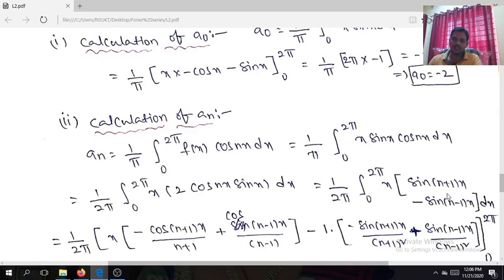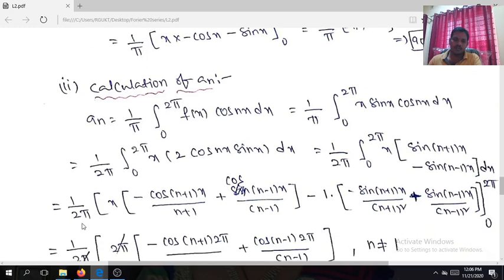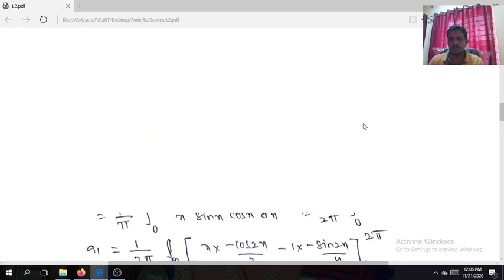Clear now? This is the first function, this is the second function, integration by parts. See, 1 by 2 pi x into the integration of sin. Sin ax integration is minus cos ax divided by a. In place of a, n plus 1 is there, so divided by n plus 1. Sine integration is minus cos, already minus is there, that minus into minus plus cos n minus 1 into x divided by n minus 1. Minus x derivative is what? 1, right?